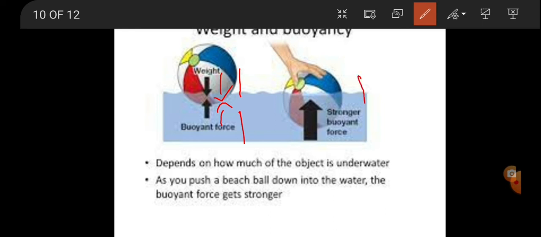Most buoyant objects are those with relatively high volume and low density. High volume and low density. If it displaces more water, the buoyant force will be more and it will float. But if an object weighs more than the amount of water it displaces, its density is more, the buoyant force is less, and the object will sink. This is known as negatively buoyant.